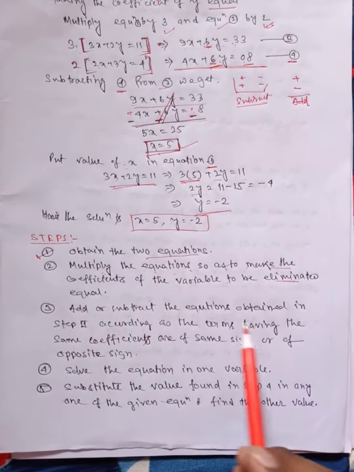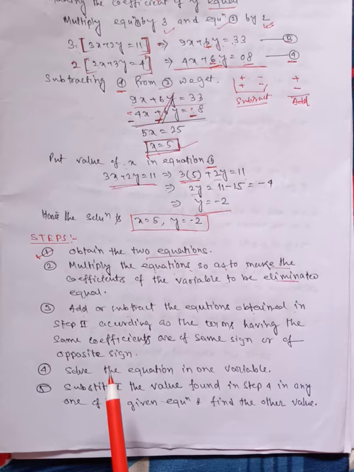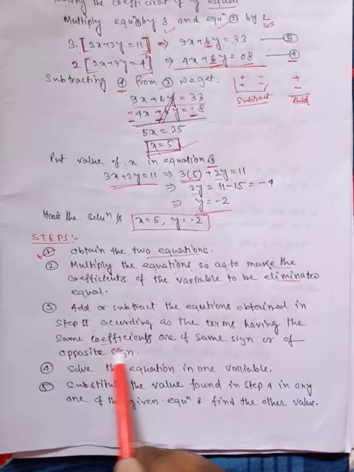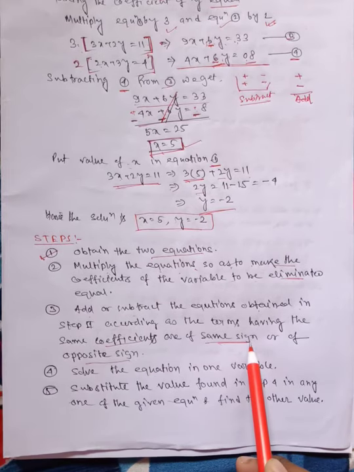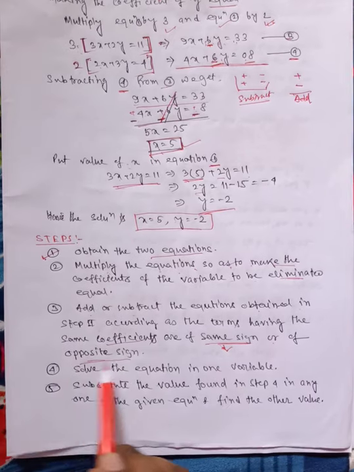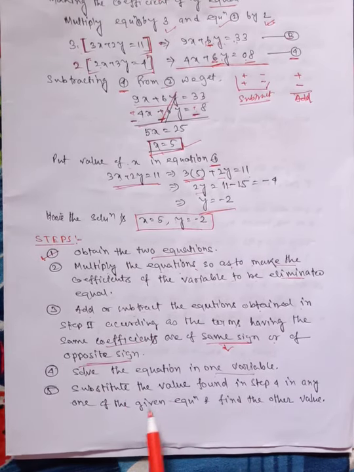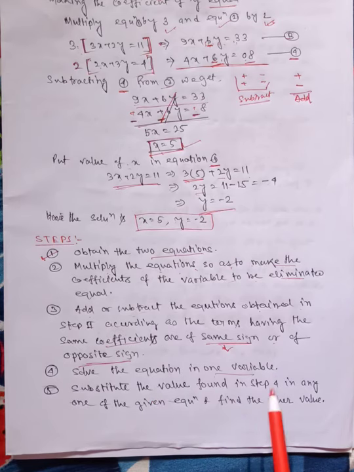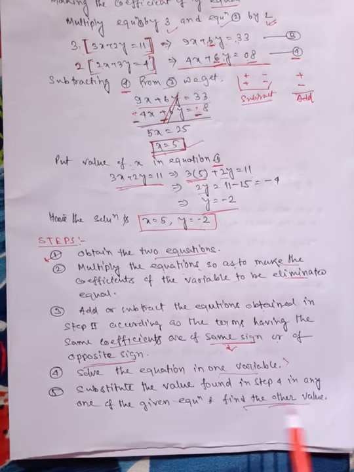Next, add or subtract the equations obtained in the previous step. After multiplication you have to add or subtract the equations according to whether the coefficients have the same sign or opposite sign. If both coefficients have the same sign, then you subtract, and if they have opposite signs, then you add the equations. Then solve the equation in one variable, then substitute the value of the variable you found into any equation, or a given equation, and find the other value.